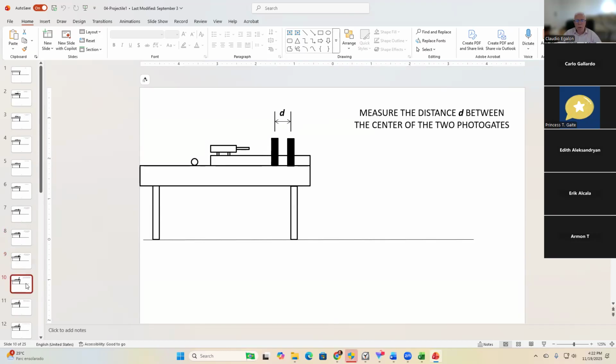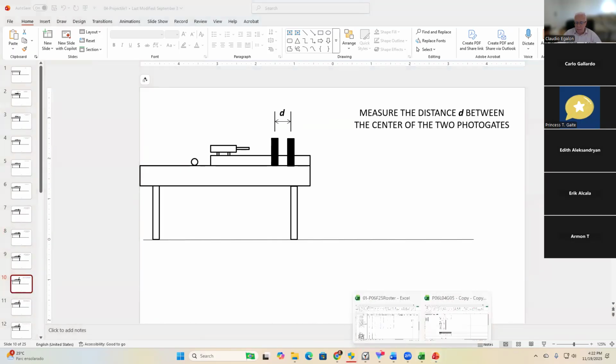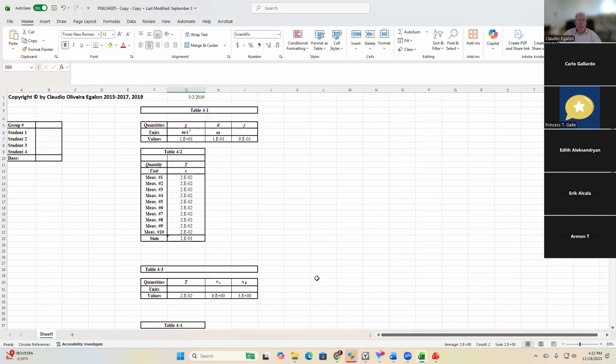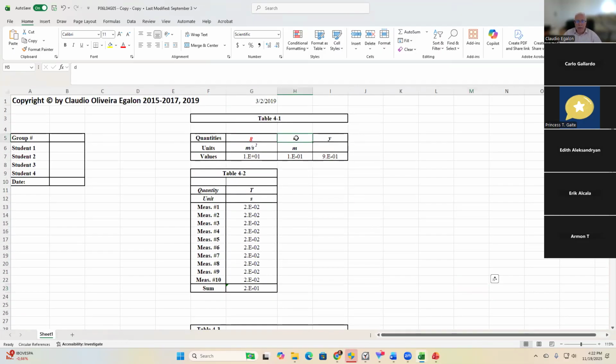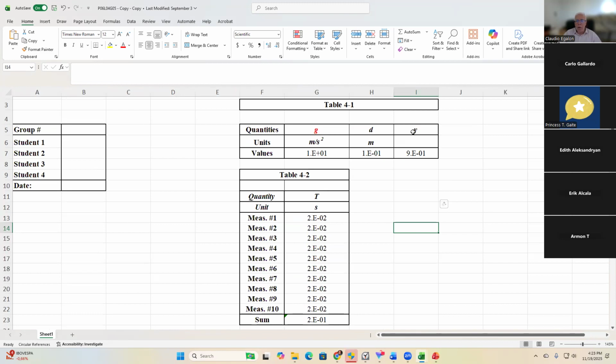Photogates. Okay, so you have to measure the distance d between the center of the two photogates to do this experiment. And that's where we start looking at the spreadsheet here. Okay, that's the distance d. Don't forget to display it with the proper significant digits. Gotta put that in meters. We're going to talk about y very soon. This guy here, very soon, we're going to talk about it.